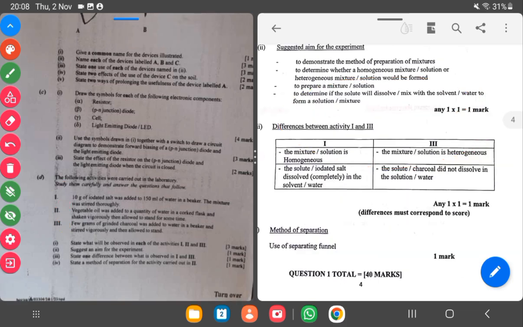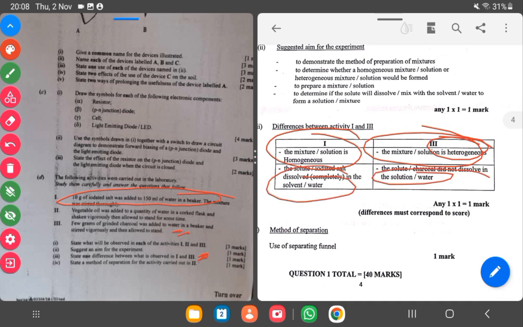So in the next part, you are asked to give one difference between experiment I and experiment II. So the mixture is homogeneous, the mixture is heterogeneous. The I demonstrated dissolving. So you had a soluble solute in its corresponding solvent. So you're going to have a homogeneous mixture definitely. Then the III, which had to do with having charcoal in water. Charcoal is insoluble in water. So you form a heterogeneous mixture.